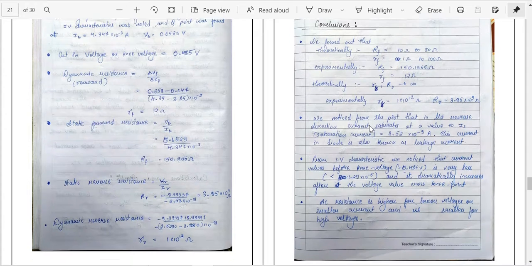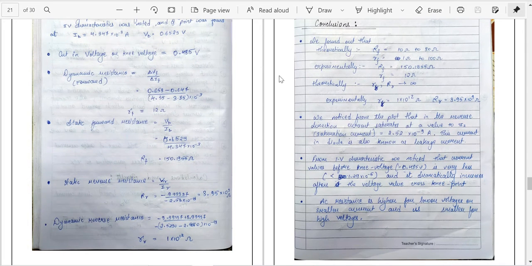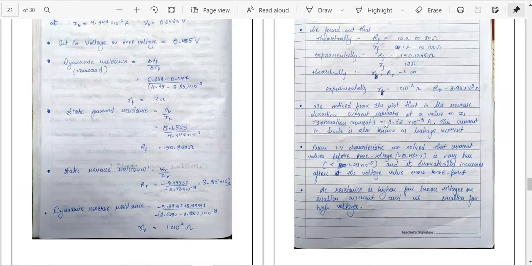I have written some of the conclusions over here. Notice the theoretical value is generally supposed to be between 10 ohm to 80 ohm for the static forward resistance, and for the dynamic forward resistance 1 ohm to 100 ohm. Experimentally, it is almost equal. It's in the range. Same case for the reverse bias condition.